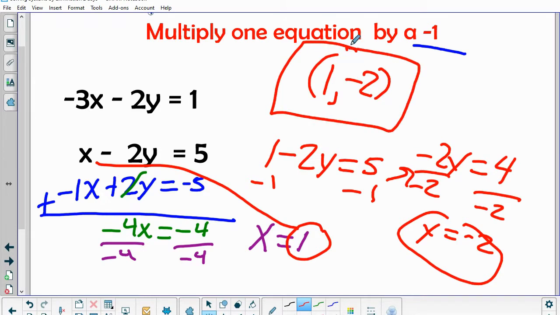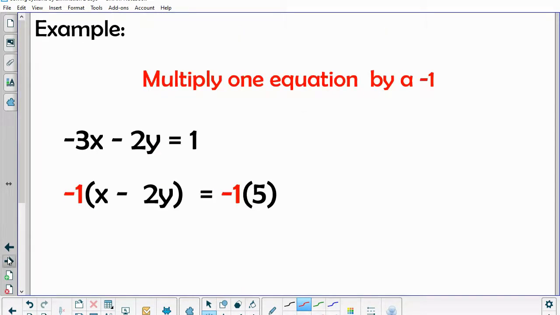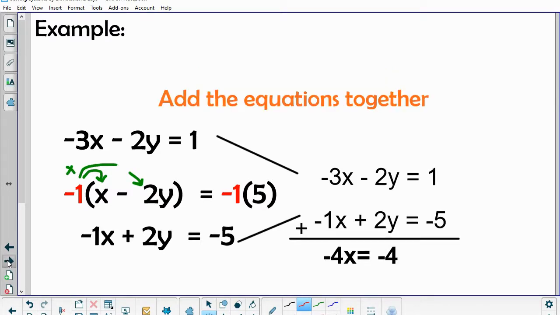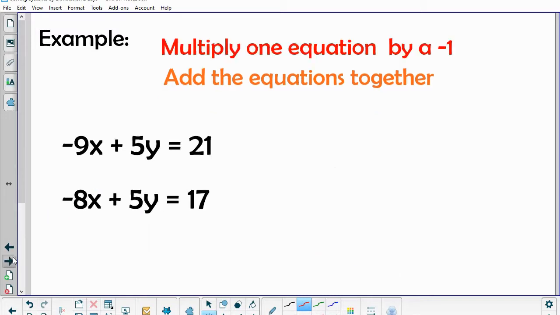So that's the process. So let's try another one. In fact, I probably got these steps outlined again, so let's review it. I multiply one of them by negative 1, I find a zero pair, and I add the equations together in order to get rid of the zero pair, and then I'm down to negative 4x equals negative 4, and then I divide and finish solving it out that way. Okay, let's try this one here.